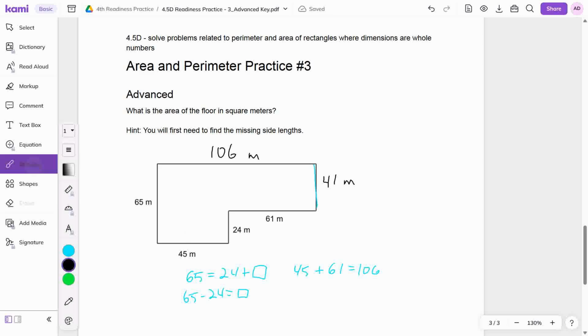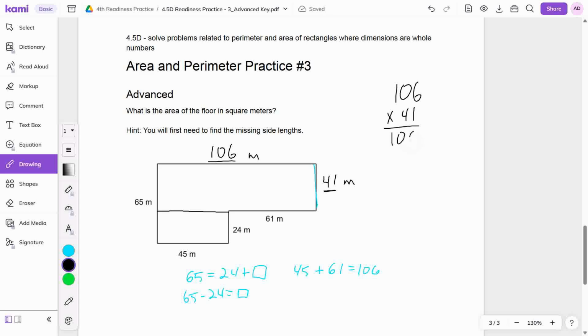So let's just cut it like this. This top one is going to be a rectangle with a length of 41 and a width of 106. Now I need to find the area. So now we're going to have to do 106 times 41. Okay, so let's figure that one out. That's going to be easy.